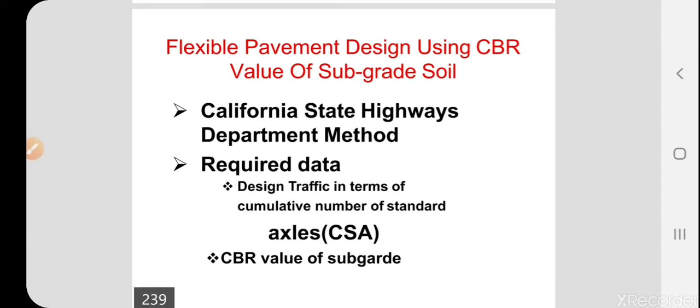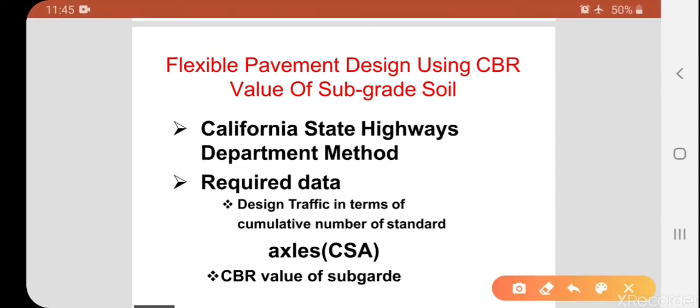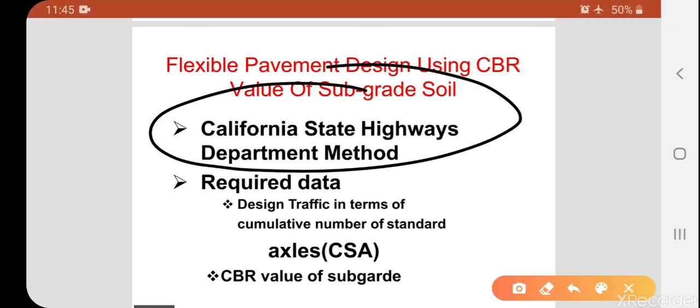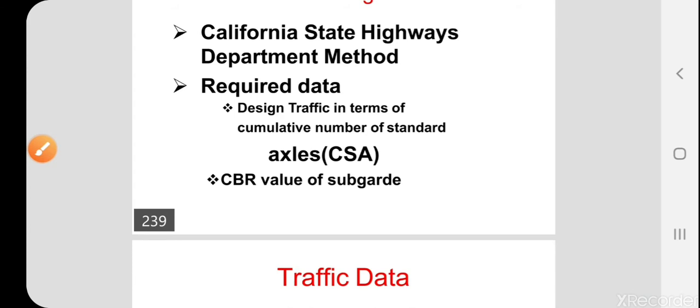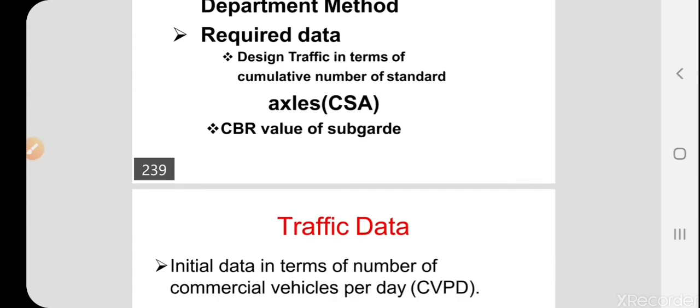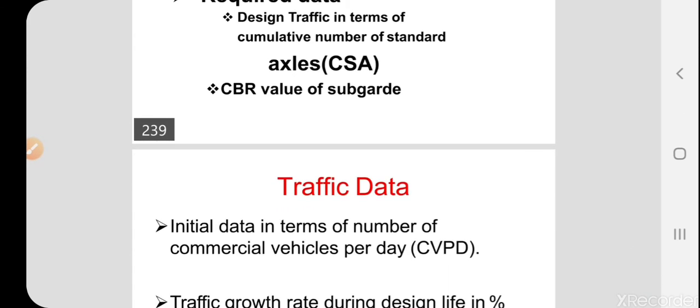Flexible pavement design using the CBR value of subgrade soil. California State Highway Department method. This is particularly referred to for construction of highway as well as road works. California is situated in America, and the bearing ratio taken as a standard is known as the California bearing ratio. The required data will be design traffic in terms of cumulative number of axles, and CBR value of the subgrade.